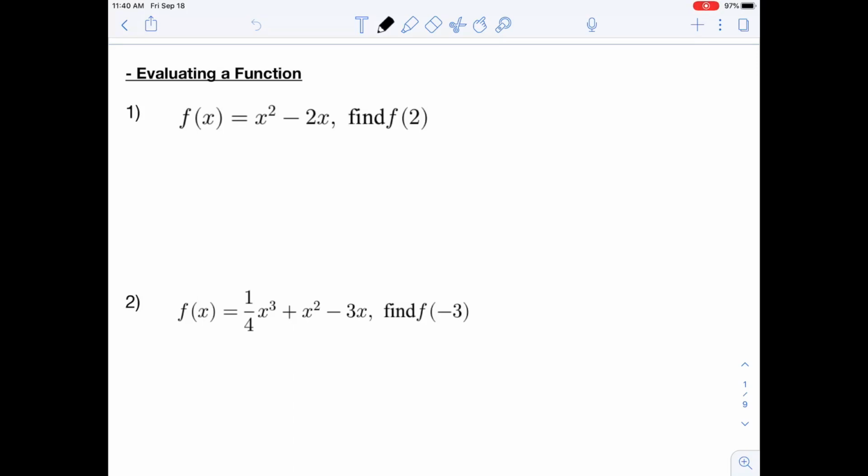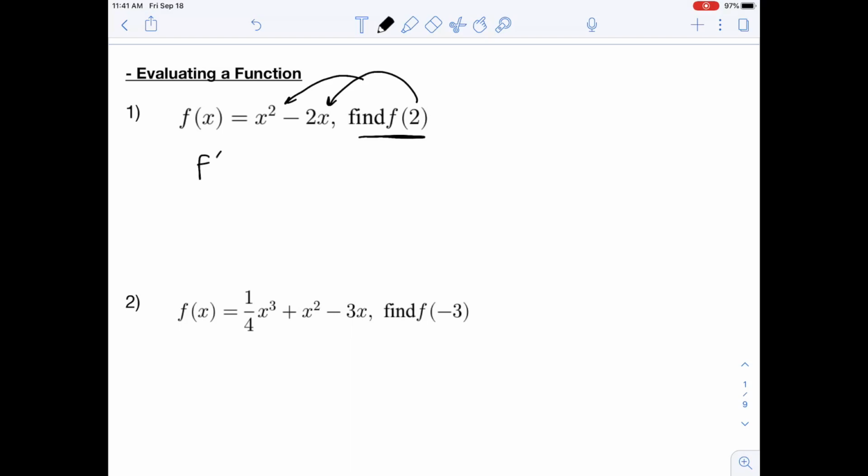Hi guys, so what we're going to do in this video is I'm going to show you how to evaluate a function. So looking at number one here, you have this function x squared minus 2x, and I want to find f of 2. What that means is we want to plug in the 2 for every x in f of x and simplify that.